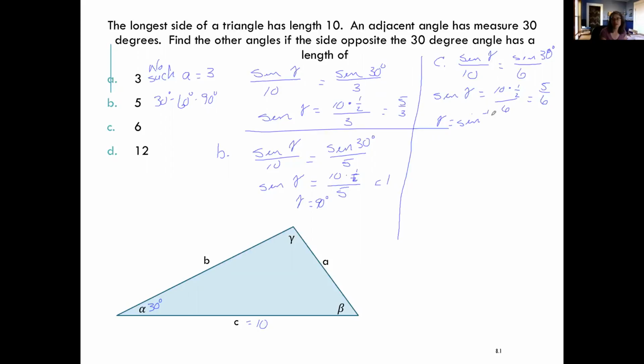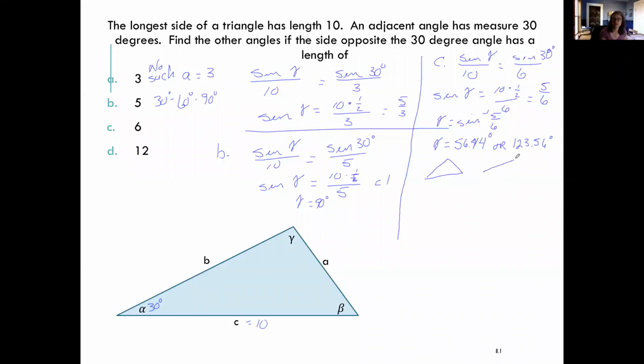Now, if we take out our calculator, that means gamma is equal to the inverse sine of 5/6. If we plug in inverse sine of 5/6, we get that gamma equals 56.44 degrees. But if we look carefully at our circle, we know that by symmetry there is another angle in the second quadrant that also has sine of 5/6, and that is the angle 123.56 degrees.